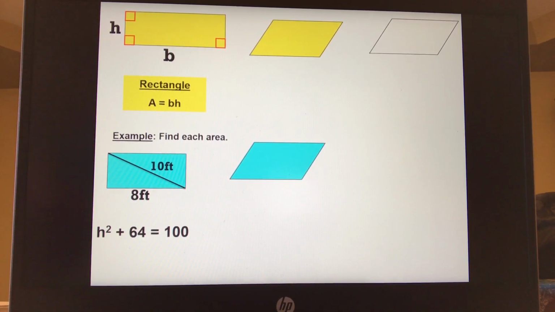So 6 times 8 is 48. And I'll emphasize putting units on here. It's 48 feet. No, it's 48 feet squared. 48 square feet. Make sure you're careful with units when you're asked about area.